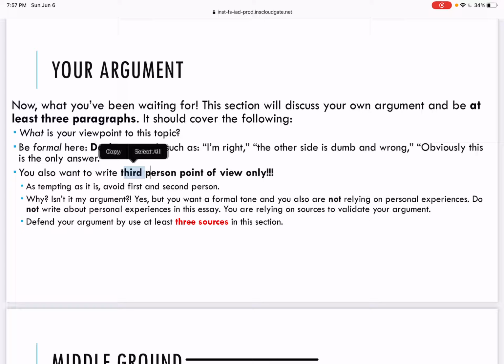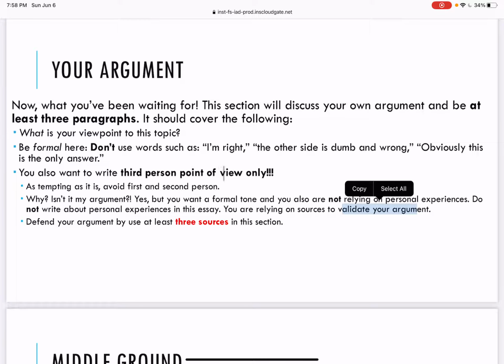You also want to write in third person point of view only. As tempting as it is, avoid first person, meaning I, me, and our, and definitely avoid second person, you and your, those words. And then you're thinking maybe why? It's my argument. Why can't I use first person? But you want a formal tone. And plus, you're not writing about personal experiences at all in this essay. Even if it's something you've gone through, you still are not putting yourself as the experience. You're relying on sources to validate your argument, not personal experience.